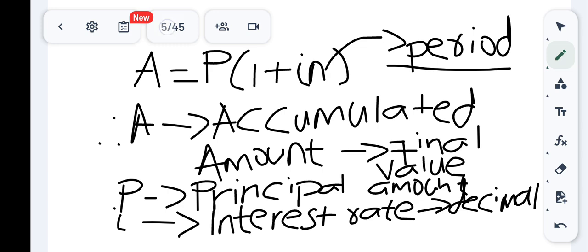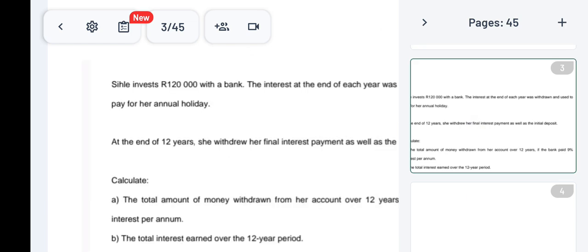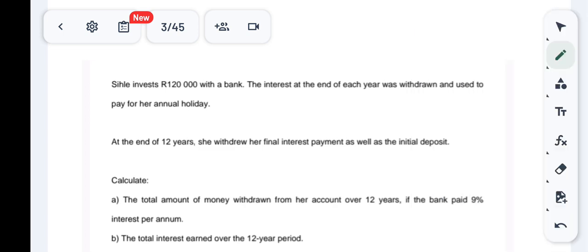Okay, so I want us to do this activity together. This is for simple interest, of course. So let's see this activity. Sihle invests 120,000 with a bank.